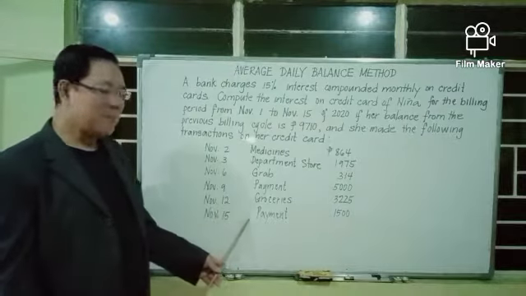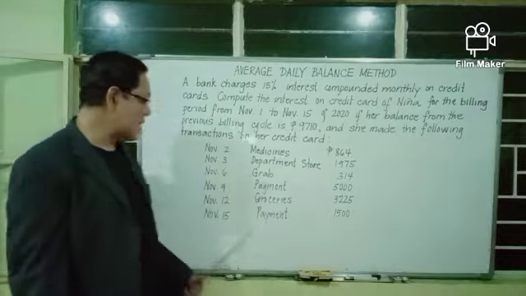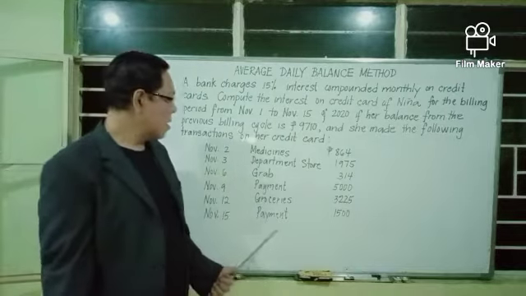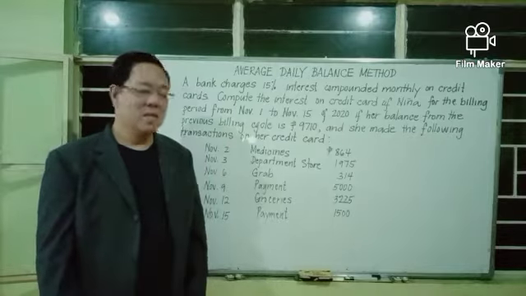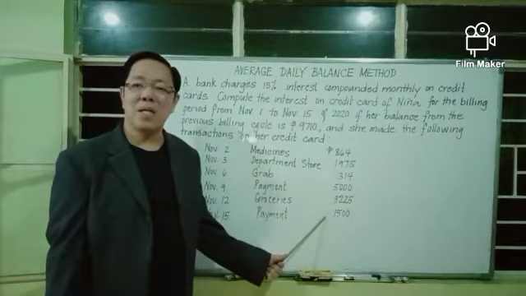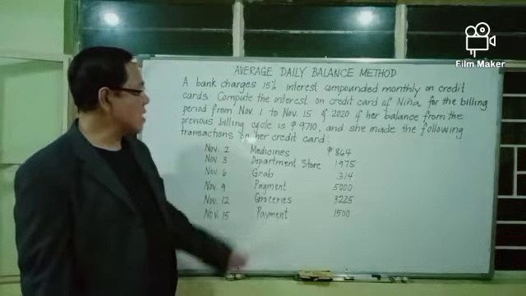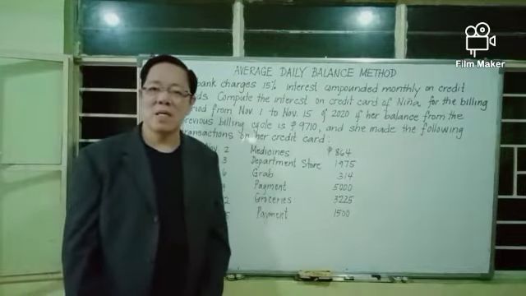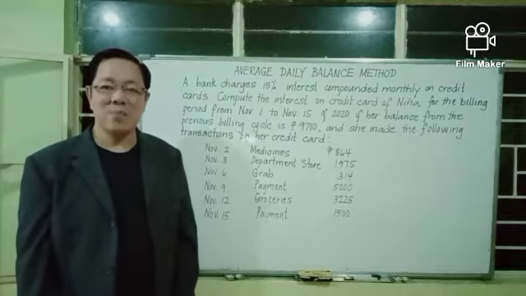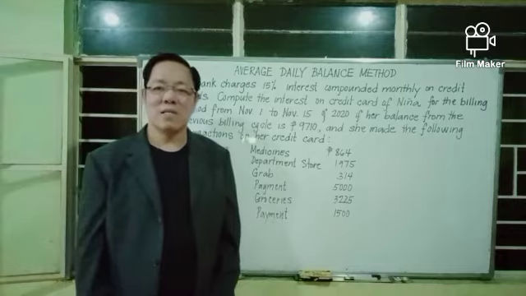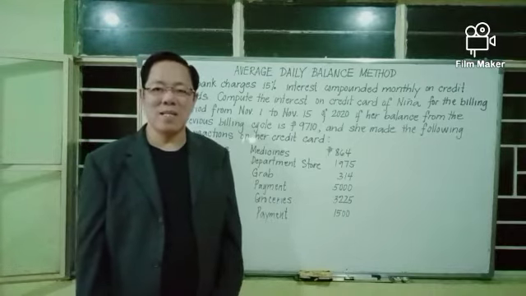And on November 15, the last day of the billing period, she paid the bank to reduce her balance in her credit card, a payment of 1,500 pesos. So at the end of November 15, we will compute the interest that Nina has to pay for using her credit card, and we will use the average daily balance method.